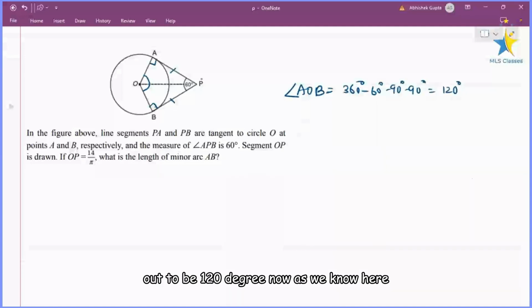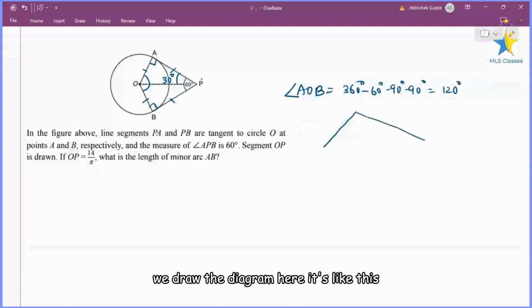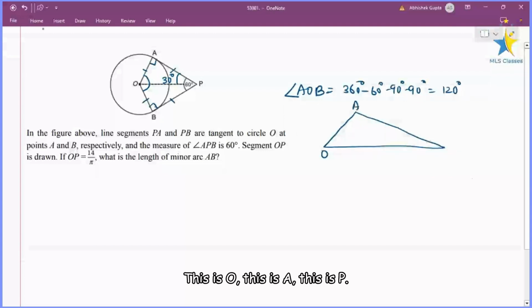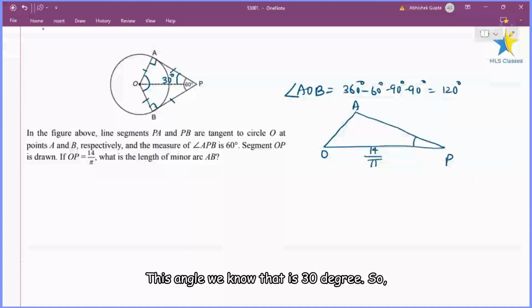Now, as we know here, these two are also equal. That means it is forming a kite, and in a kite, diagonals bisect the two angles. So we can say that this will be 30 degrees. So if we draw the diagram here, it's like this. This is O, this is A, this is P, where OP is given, that is 14 over pi. This angle we know, that is 30 degrees.